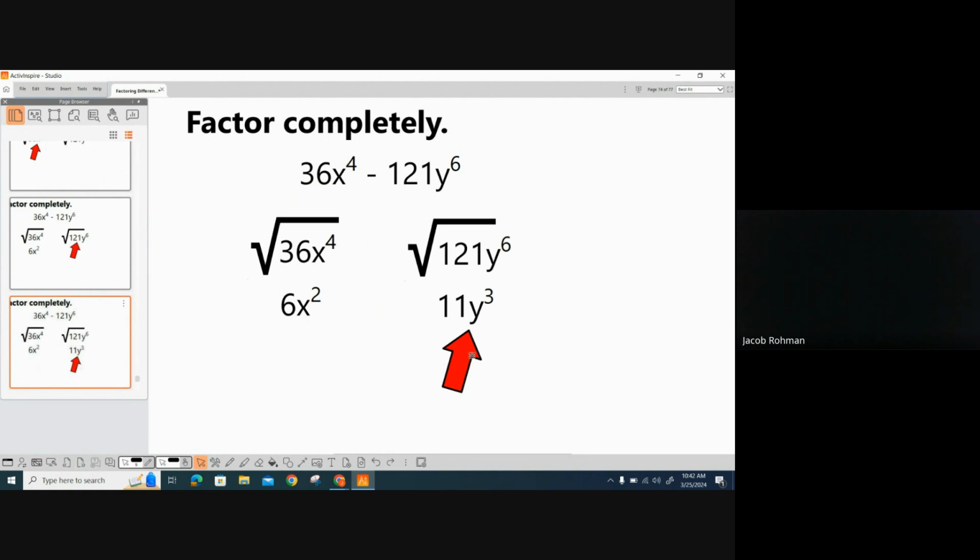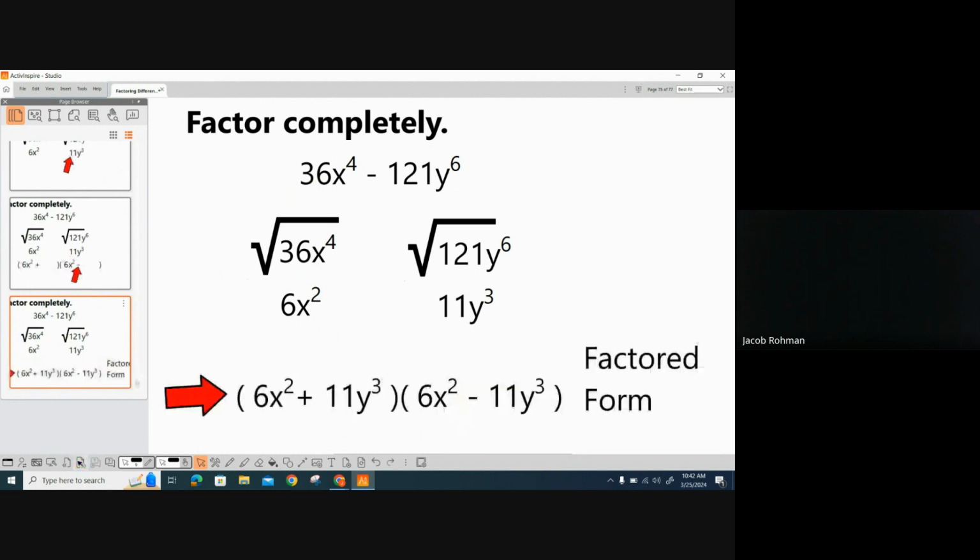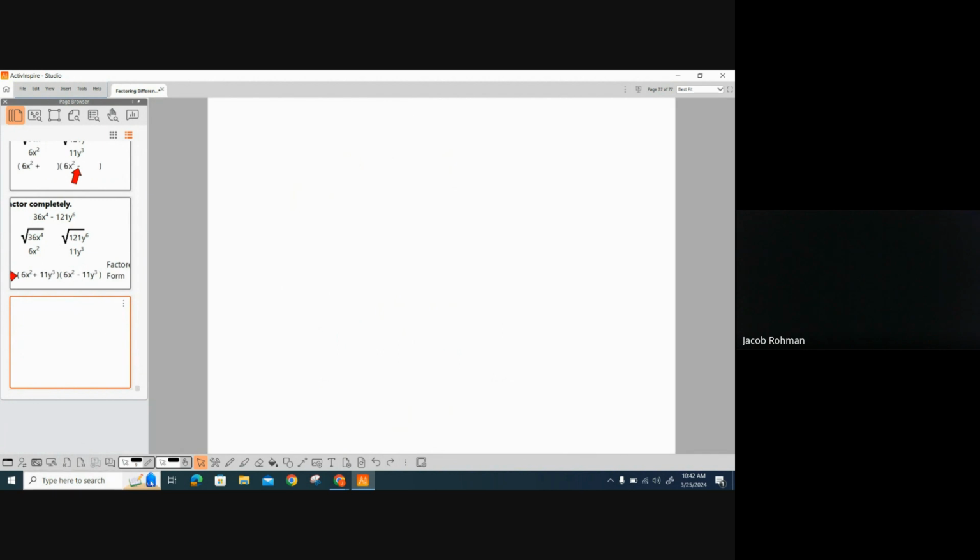So now when we create the binomials, this will be the first term. This will be the second term. So first term, we have the plus minus sign, and then the second term. So our factored form, 6x squared plus 11y cubed times 6x squared minus 11y cubed. And this concludes our video lesson.